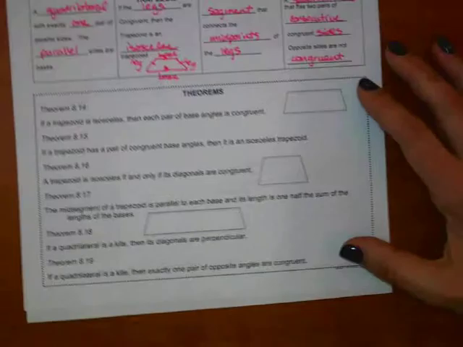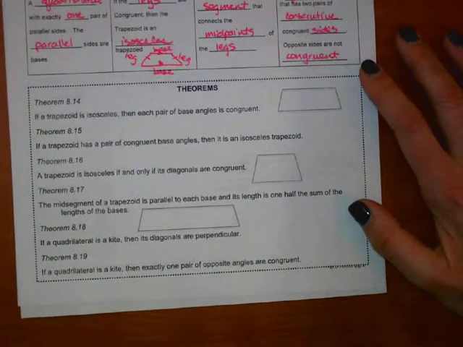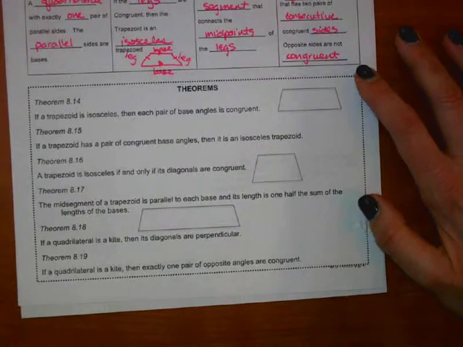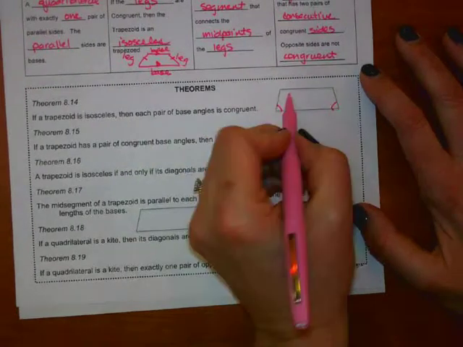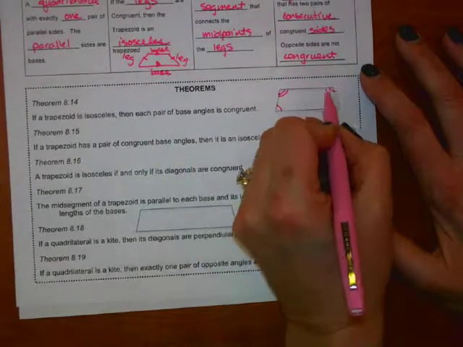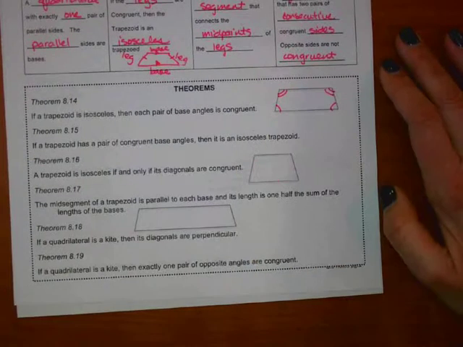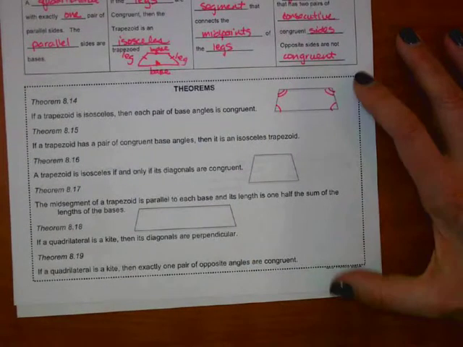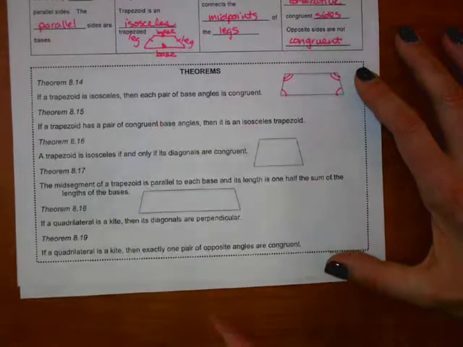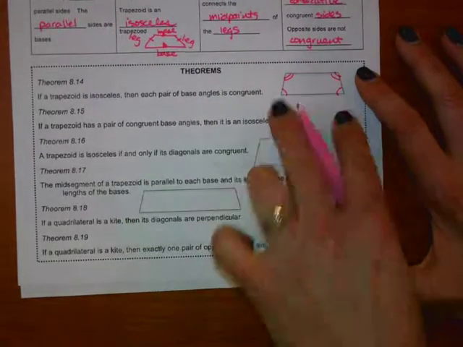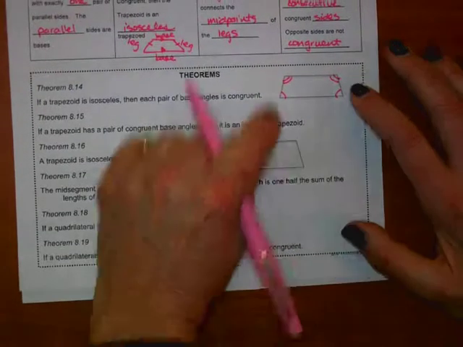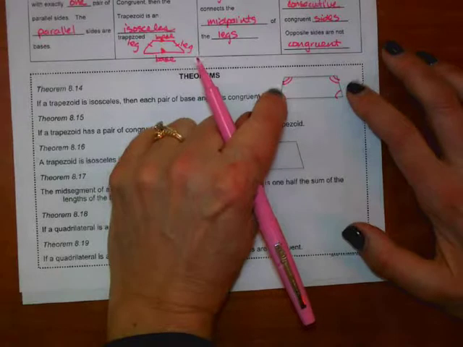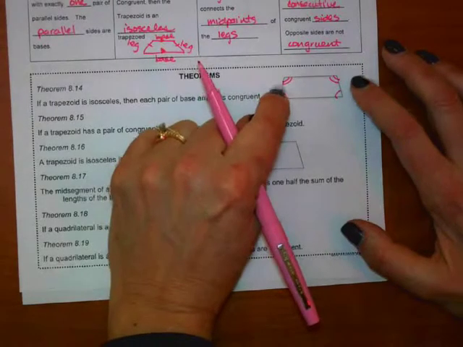So let's go through the theorems here. If a trapezoid is isosceles, then each pair of base angles is congruent. So that means that this angle is congruent to that angle. And this is also a pair of base angles, so those are congruent to each other. The next one is really just the converse of this theorem. It says if a trapezoid has a pair of congruent base angles, then it's an isosceles trapezoid, which would tell you that the legs are congruent.